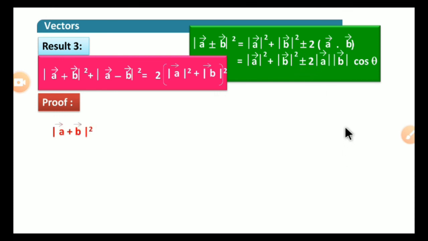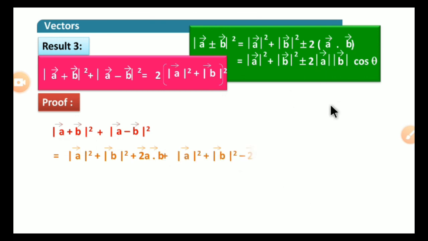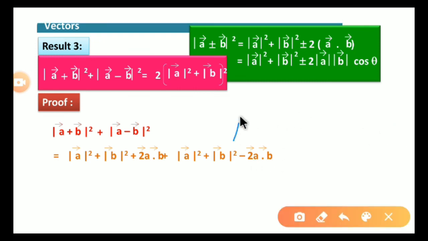So now we consider magnitude of A plus B whole square plus magnitude of A minus B whole square. This is the LHS part. So now we can write magnitude of A square plus magnitude of B square plus 2 into A dot B. This is by the previous result. Similarly, plus magnitude of A square plus magnitude of B square minus 2 into A dot B. Here we consider from these two results.